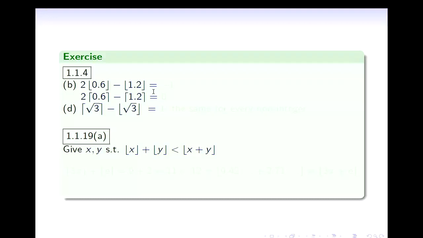1.5 and 1.8. Yes, very good example. 1.5, the floor would be 1. 1.8, the floor would also be 1. So when you add that up, it gives you only 2. But if you add up 1.5 and 1.8, then this is 3.3, and the floor would be 3. So any two numbers that are greater or equal to 0.5, they will have this property.